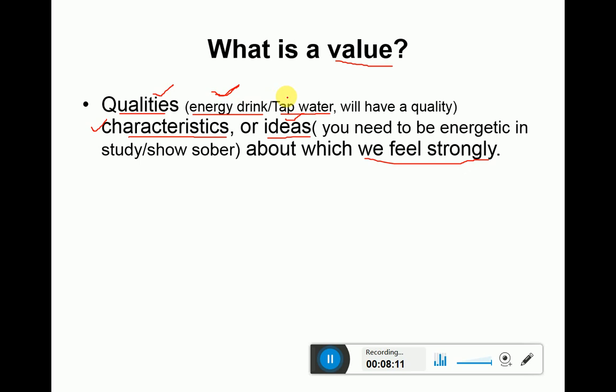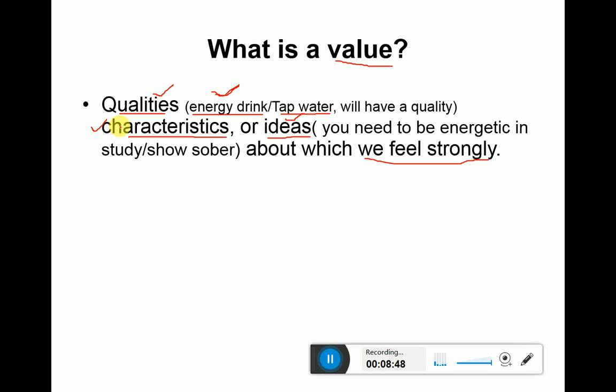If I am using tap water and I'm not using mineral water, or if I am using mineral water and I'm not using the tap water, definitely it will have a quality. Or if I am using, let's suppose, the mineral water, so why am I using it? Definitely it will have a quality. It means the quality is the thing to which I'm going to give the preference, the importance. So that way value can be qualities, and value can be characteristics.